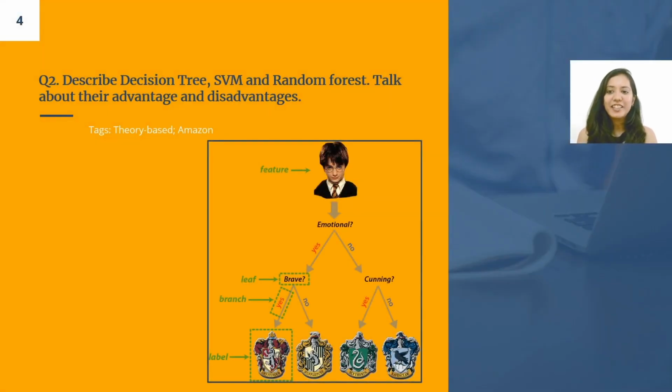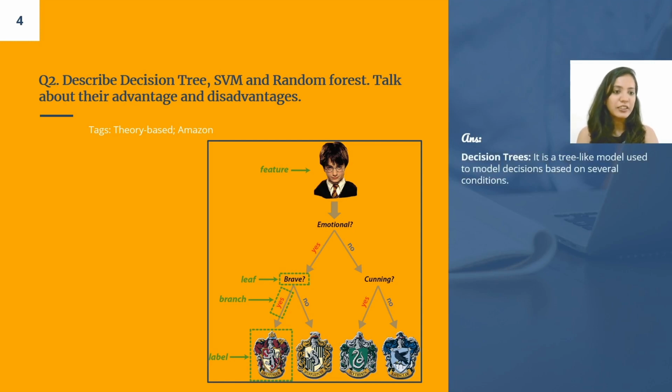So moving on to the next question, describe decision tree, SVM and random forest. Talk about their advantages and disadvantages. So this is a very simple theory based type of question, and in fact it is one asked quite often by Amazon. So let's start off with decision trees. What exactly are decision trees?